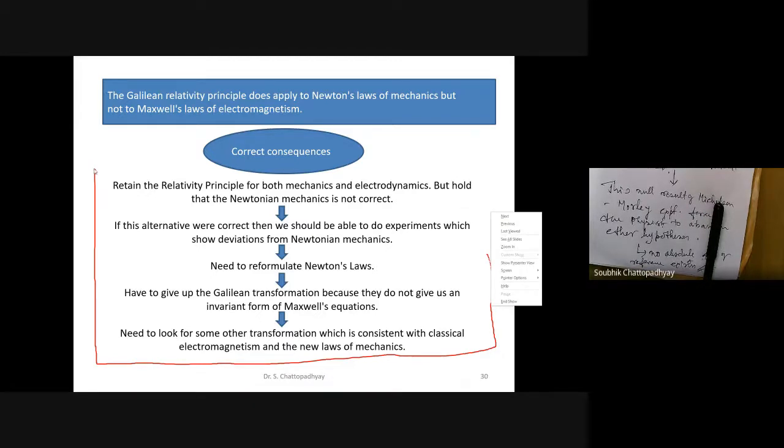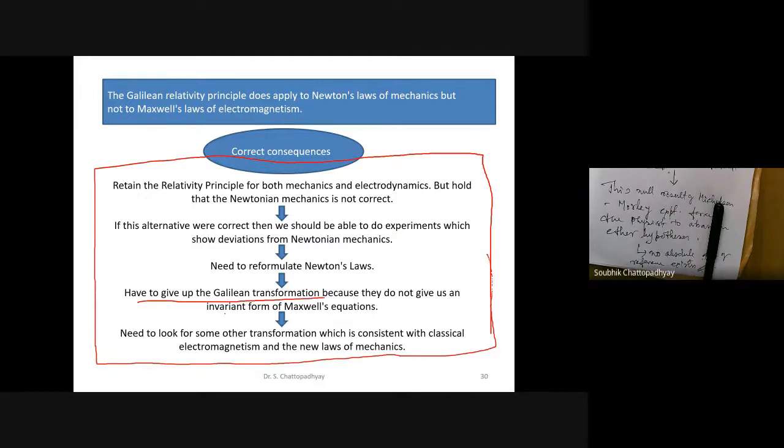তাহলে আমাদের এবার একটা ট্রান্সফরমেশন ইকুয়েশন নতুন করে খুঁজে বার করতে হবে, যেটা দিয়ে আমরা গ্যালিলিয়ান ট্রান্সফরমেশনটাকে রিপ্লেস করব। We have to give up the Galilean transformation because it does not give us an invariance of Maxwell's equations, and we need to look for some other transformation, which is consistent with classical electromagnetism and also the new laws of mechanics. সেক্ষেত্রে we need to reformulate Newton's laws of mechanics. So this option would be the correct one.